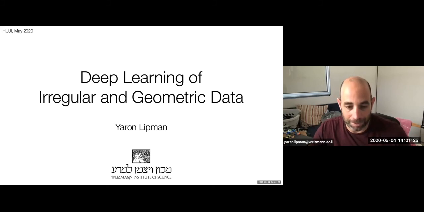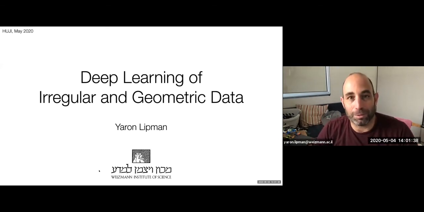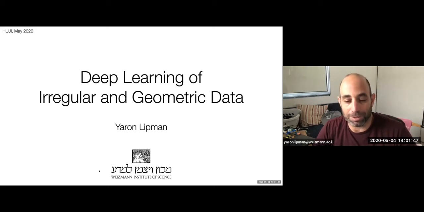Anyway, what I'm going to talk about today is a little bit about what I've been doing in my lab. I've been at the Weizmann Institute for the last, I don't know, maybe 1 or 2 years. Maybe not surprisingly, it revolves around deep learning, but we have a rather specific aspect on this huge machinery, which is how to adapt it to irregular and geometric data.